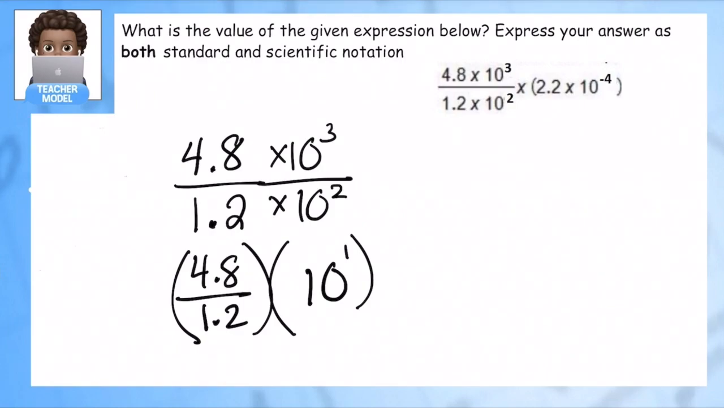Let's complete that division part. 4.8 divided by 1.2 is just 4. So I have 4 times 10 to the first power. Let's go to the next phase.